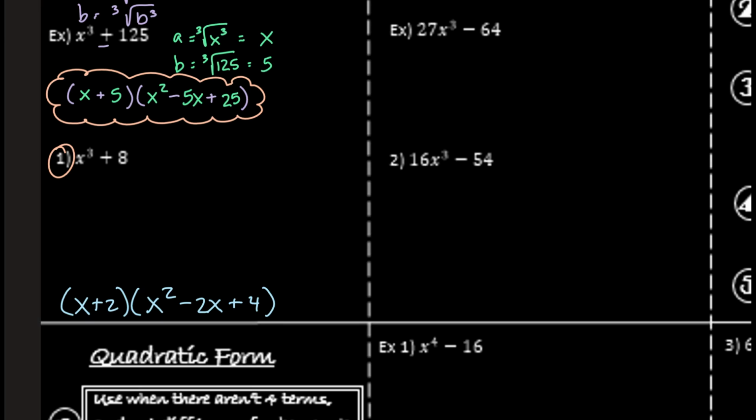How did you guys get 4? It's 2 squared, B squared. Right? Our A value here was x. Our B value was 2.